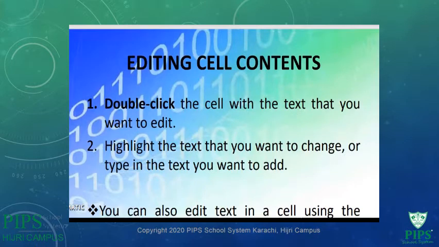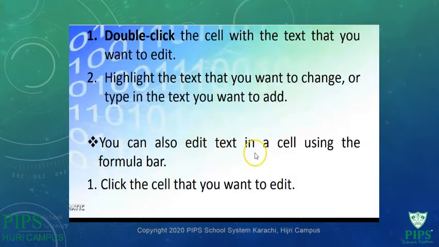Editing cell content means double click the cell with the text that you want to edit, highlight the text that you want to change, or type in the text you want to add. This means in a particular cell, if you write down some data, you can edit like that. You can double click and then you can edit your text.